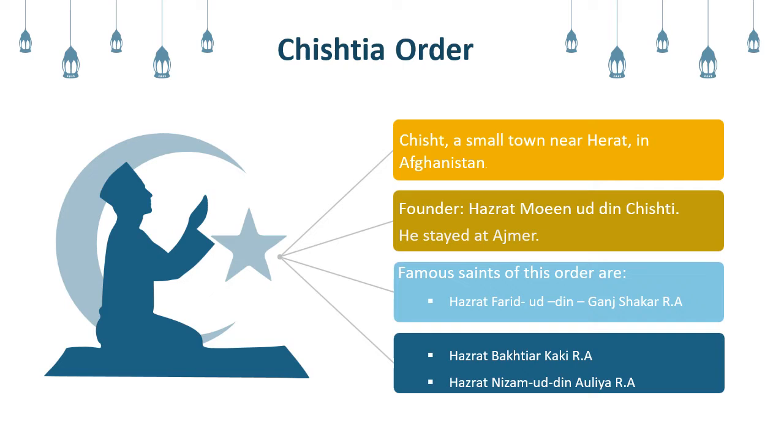Chishtia Order. Chishtia Order is a Sufi order which arose from Chisht, a small town near Herat in Afghanistan. Hazrat Muinuddin Chishti is credited with laying its foundation in India. He stayed at Ajmer. Other famous Sufi saints of this order are Hazrat Fariduddin Ganchakar Rahmatullah Alayh, Hazrat Bakhtiyar Kaki Rahmatullah Alayh, Hazrat Nizamuddin Auliya Rahmatullah Alayh.